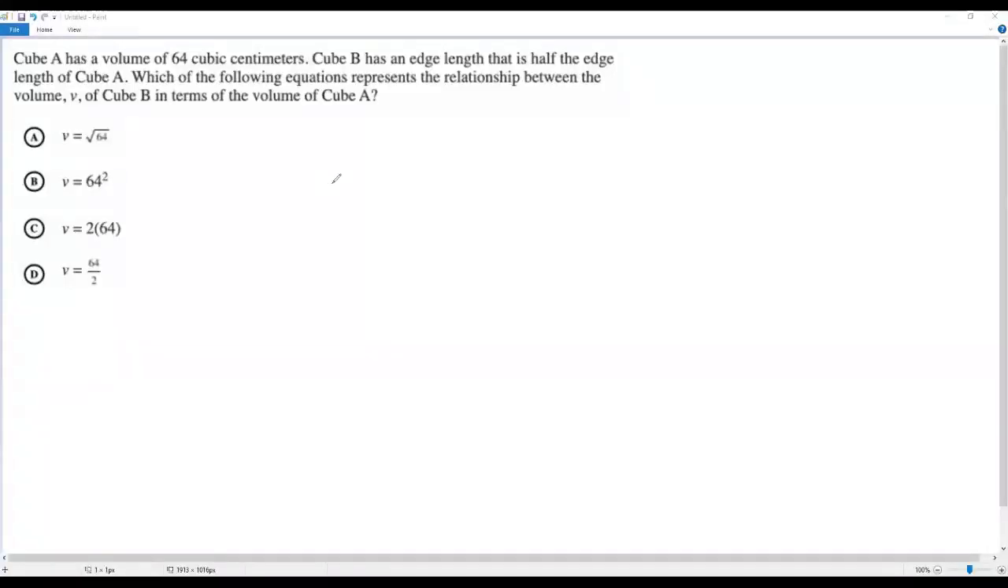Here we have a SAT math question. Okay, let's go to the information. Cube A has a volume of 64 cubic centimeters. Cube B has an edge length that is half the edge length of cube A. Which of the following equations represents the relationship between the volume V of cube B in terms of the volume of cube A? So we have to find the volume of cube B in terms of the volume of cube A, that is, in terms of 64.